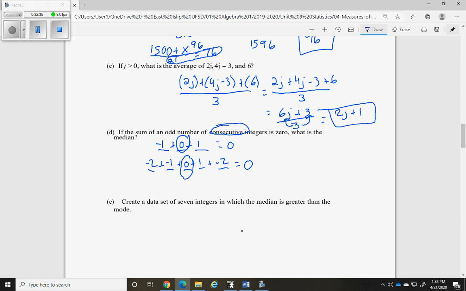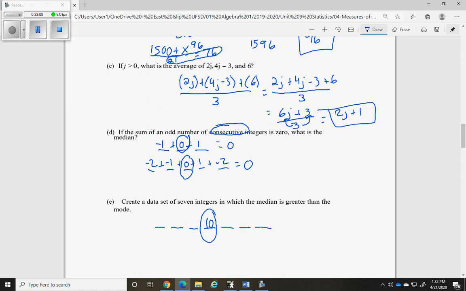On E, create a data set of 7 integers in which the median, this number right here, is greater than the mode. So there really are an infinite amount of sets of data I can create. Pick a number for the median, like if I pick 10. The numbers to the right of it have to be greater than 10, and the numbers to the left of it have to be less than 10.